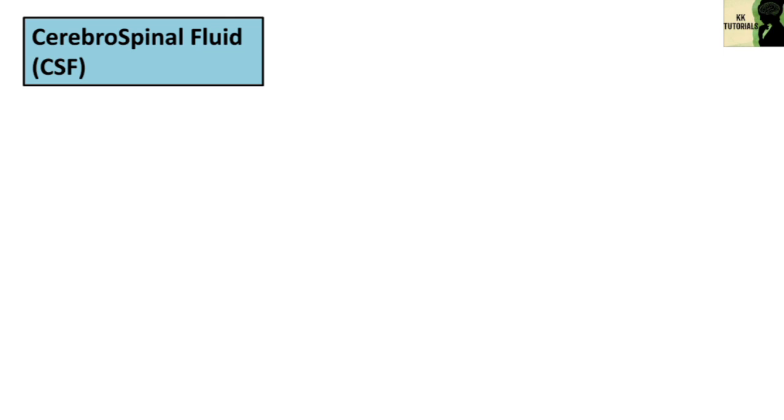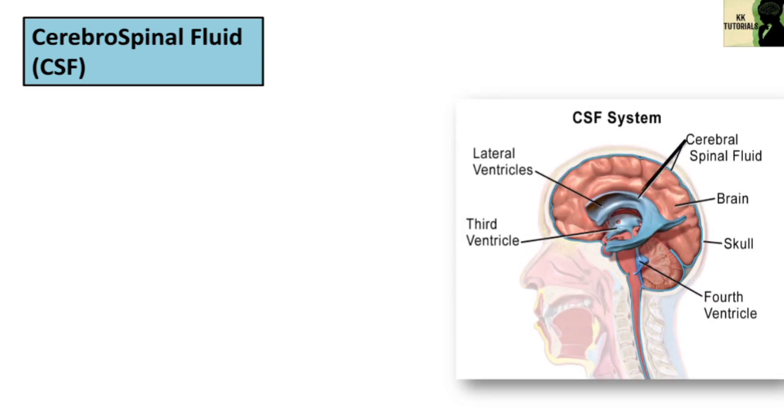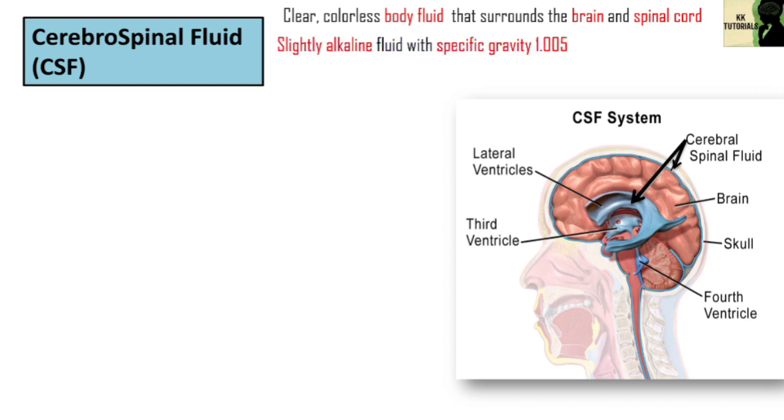Now let's talk about CSF, that is cerebrospinal fluid. Cerebrospinal fluid is a clear, colorless body fluid found within the tissue that surrounds the brain and spinal cord. It is a slightly alkaline fluid with a specific gravity of 1.005. A total of 100 to 200 cc of CSF is present in and around the central nervous system.